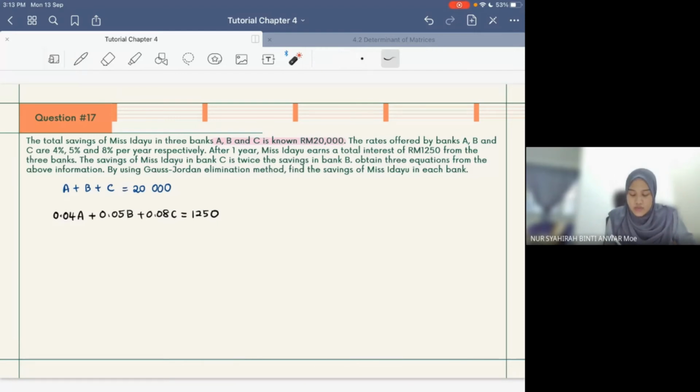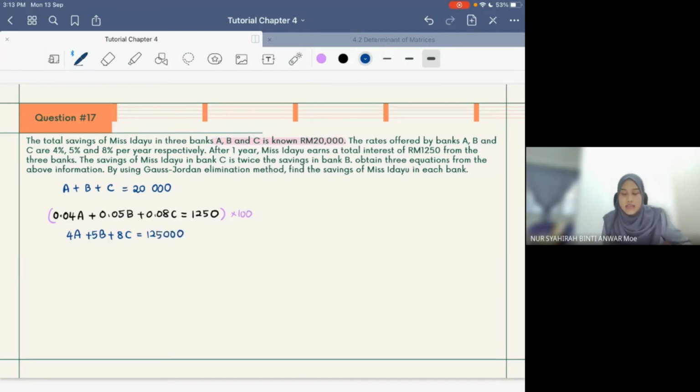And let's say kalau kamu tak suka nampak decimal macam ni, so kita boleh darabkan the whole equation here dengan 100. Okay, so kalau kita darabkan dengan 100, kita akan dapat 4A tambah 5B tambah 8C equals to 125, ada 30 kat belakang. Okay, and last kali kita tengok yang seterusnya. Oh, lupa pula nak highlight. Kita ada 458, total interest adalah 1250.